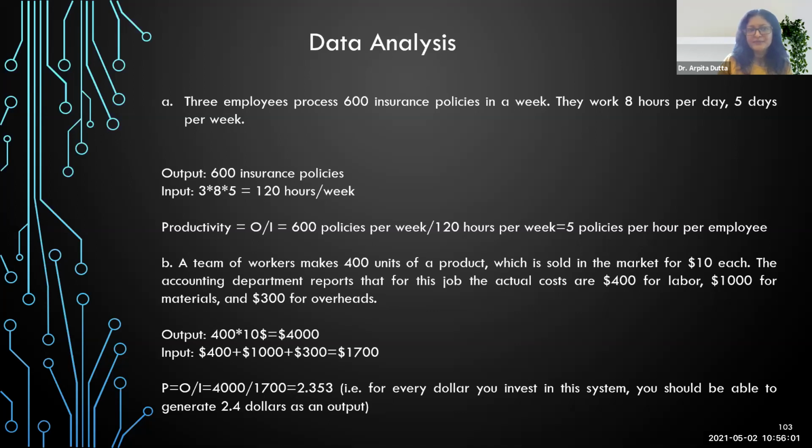Is it clear? For every dollar we invest, for 1 rupee you invest, you should be able to get 2.4 times minimum. 1 rupee is our break even, and to generate a profit, we must earn 2.4. We should increase it by 2.4 times at least. Is it clear?